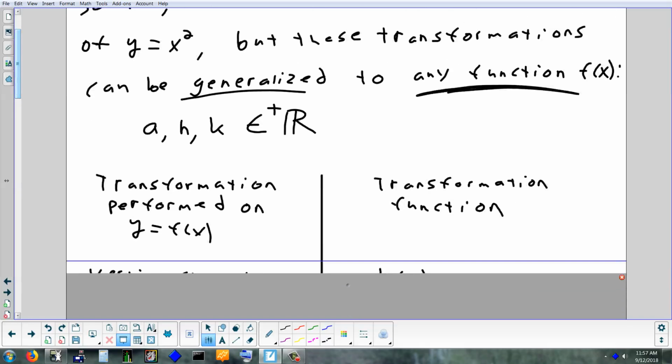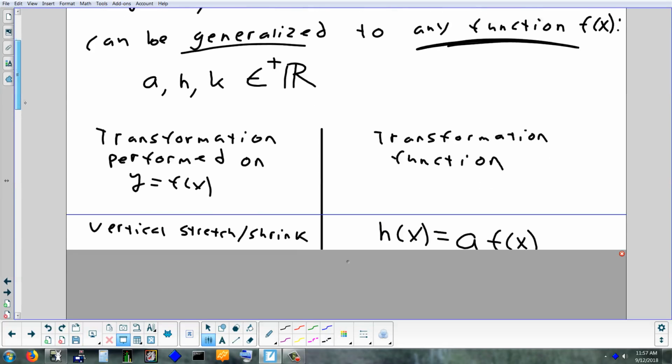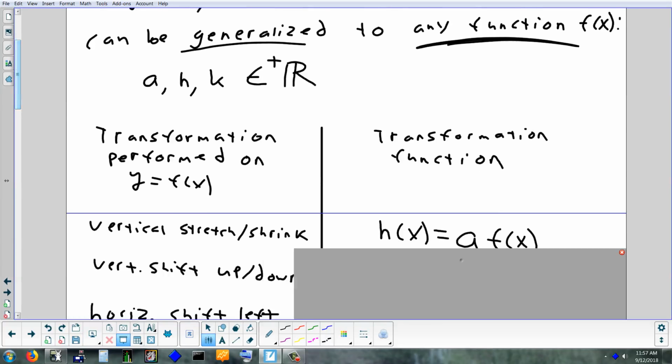All right, so on the left is going to be the transformation. I'm just going to write it out in words. And on the right is what it would look like as an equation. So vertical stretch or shrink is when you multiply by a number in front. 2x squared, 2 square root of x, whatever it is. Put a number in front, that's a vertical stretch or shrink.